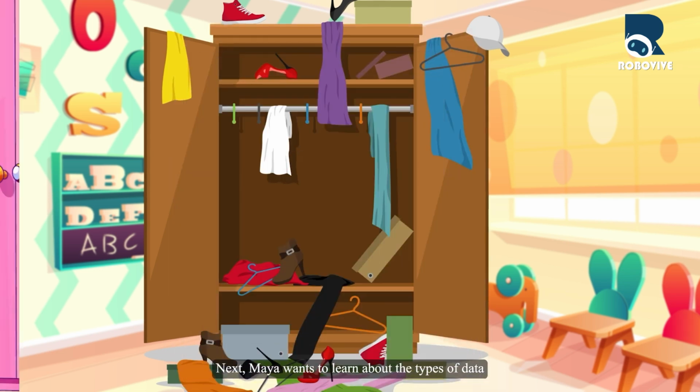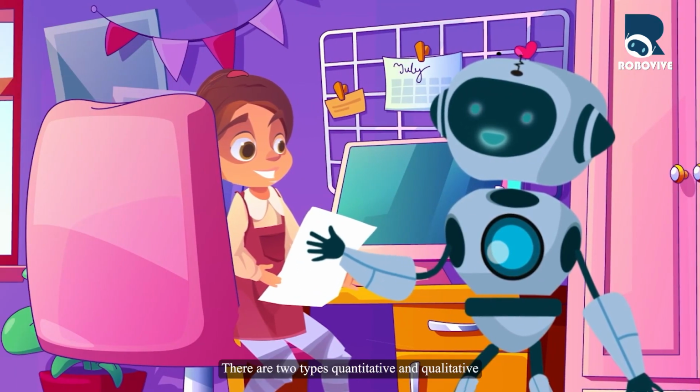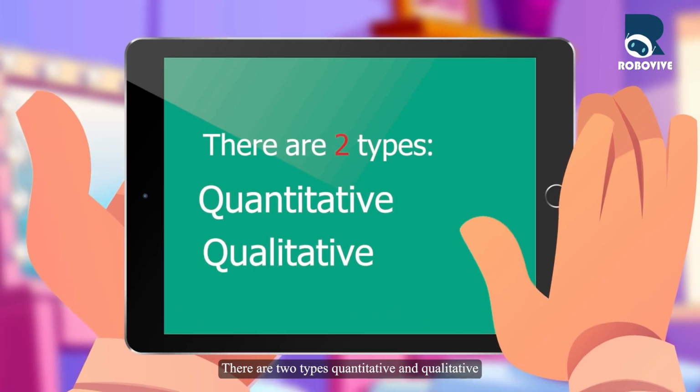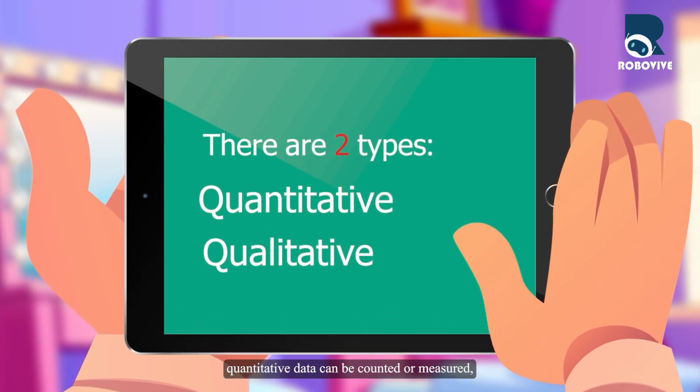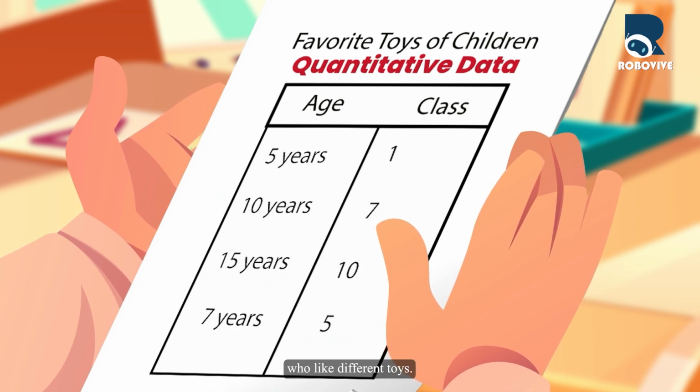Next, Maya wants to learn about the types of data she will collect. There are two types, quantitative and qualitative. Quantitative data can be counted or measured, such as the number of students who like different toys.